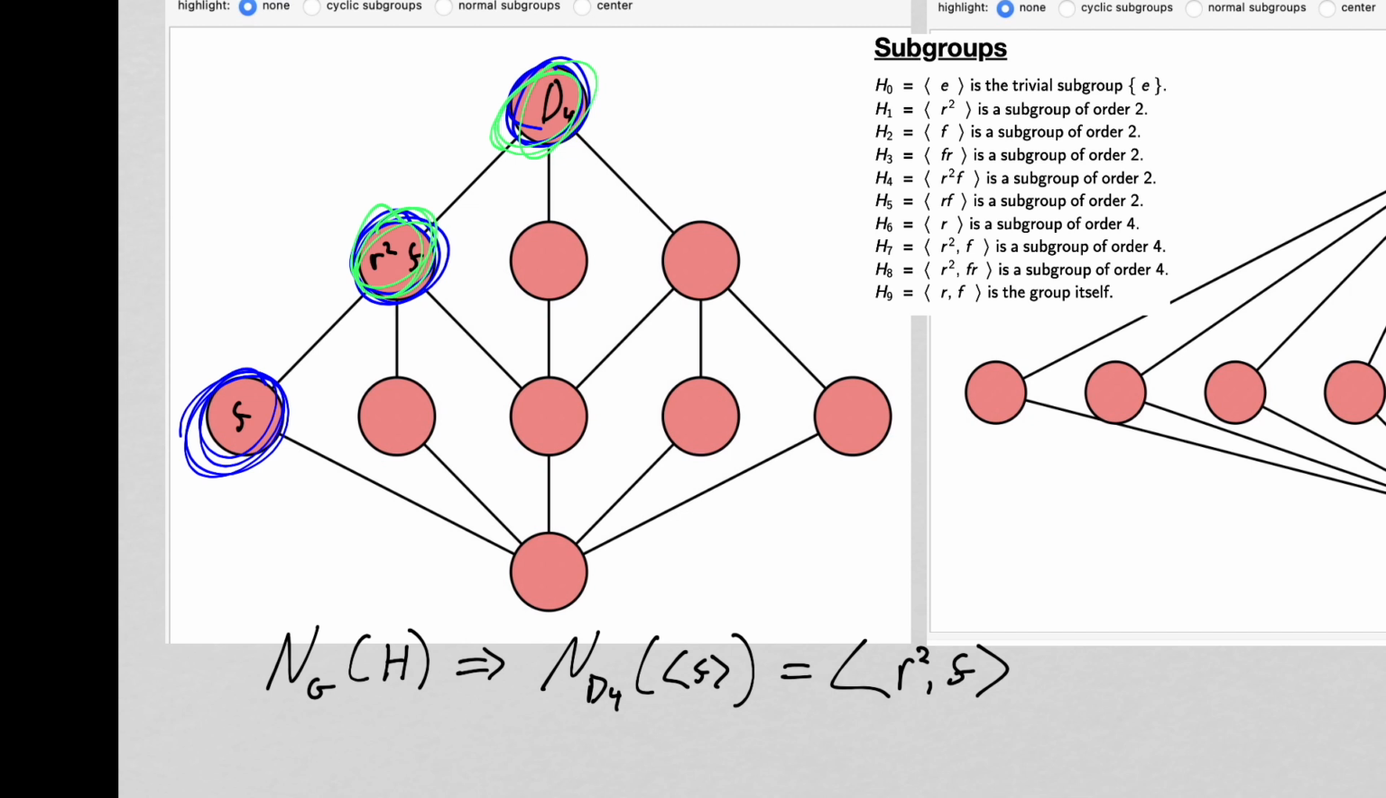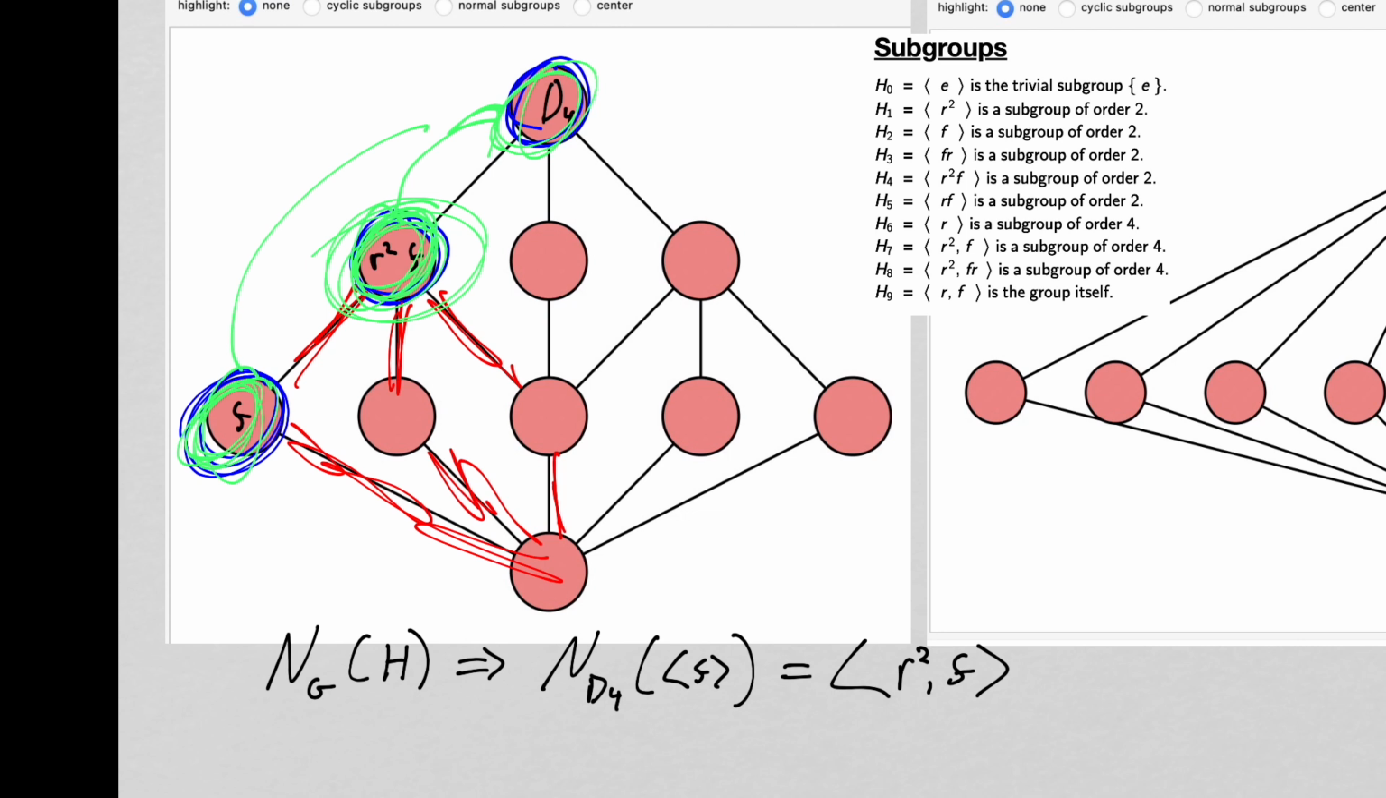We could have had a situation where it just isn't normal. I'll find a group where that's an example. In this case, what is always true is that if you broke down into the subgroup lattice of just the normalizer subgroup of F, then F is normal with respect to its normalizer. So F will always be a normal subgroup with respect to its normalizer subgroup, but its normalizer subgroup is not necessarily normal in D4. There's all these little things you have to track when you study this.